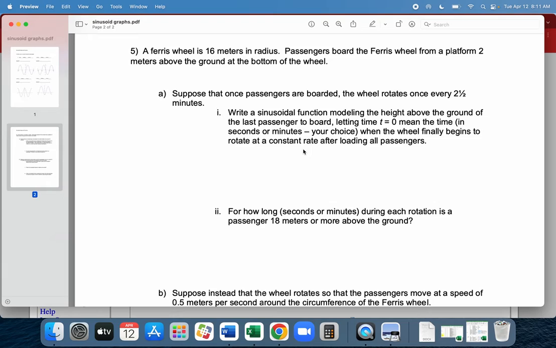When you have a lot of details without a picture, it might be helpful to draw a picture, especially if we've got a Ferris wheel and people boarding from a platform, and be as artistic as you want or not. But it might help to arrange this. We've definitely got a circle. We're going to have people rotating around a circle. And the first thing we want to do is model the height above the ground based on how much time has gone by.